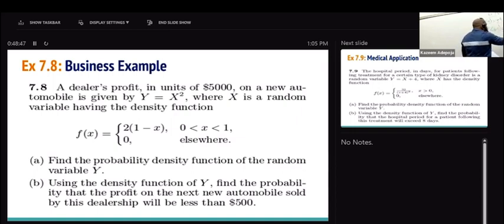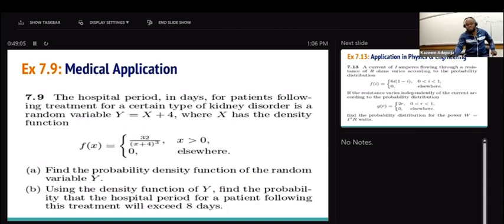Then you need to integrate this, the y. Your final answer, if you get it right, is going to be 0.5324. Please try that. This is an example in business. The same approach goes to the example in the medical field.